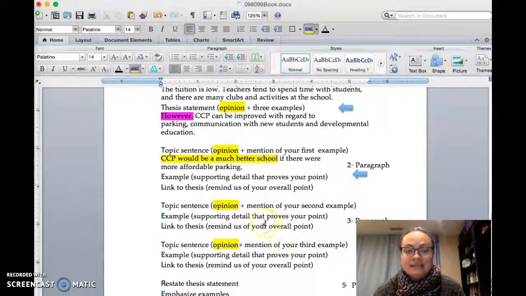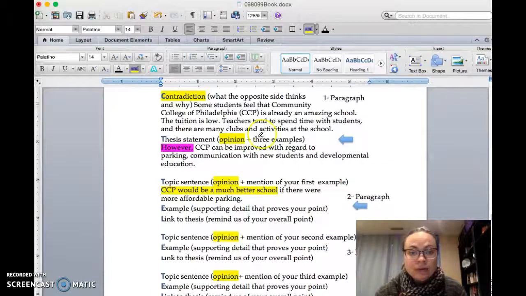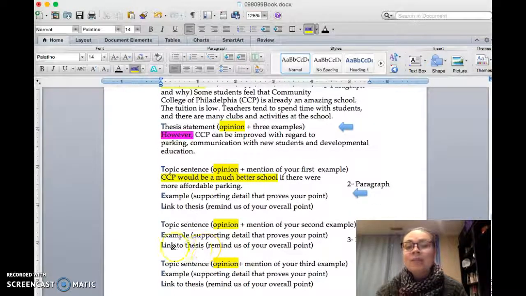It's just like your last essay. So you're going to put your opinion. CCP can be improved with regard to, right? And then we have communication with new students. And then you would explain how communication could be improved at CCP. And then, once again, in each body paragraph, you're going to link to the thesis, which means that you're going to remind us of your overall point. In this case, it's that whatever you just said would make CCP a better school.